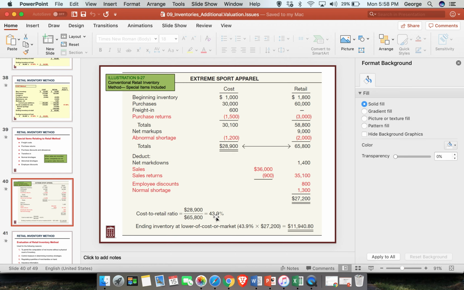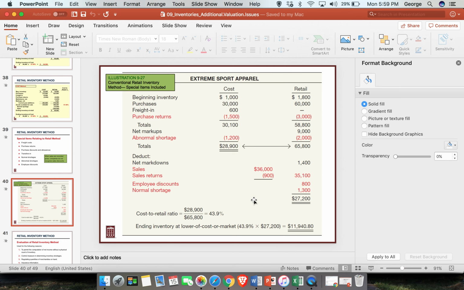Then on the bottom, we can deduct from 6,500 any net markdowns. So it looks like we're still using the conventional method. And then we'll subtract out sales, right? Sales less sales returns. Employee discounts and normal shortage would be deducted down below, so they wouldn't affect your percentage. But my inventory ends up being 27,200, right? The goods available are 65.8.